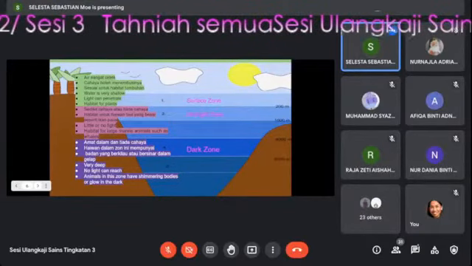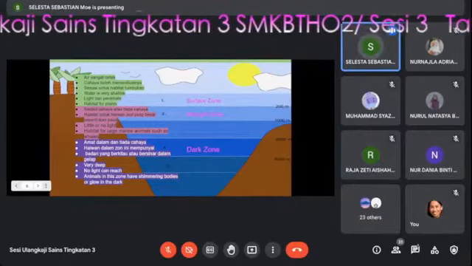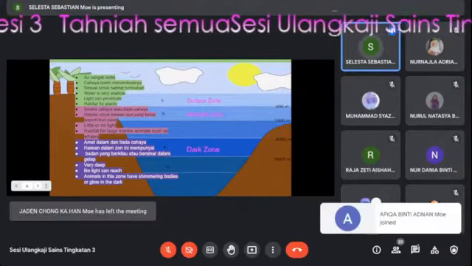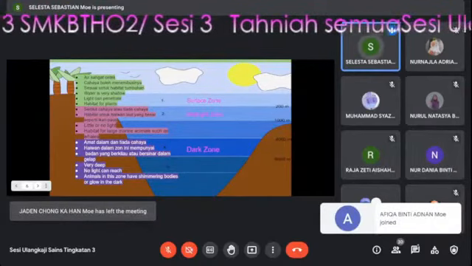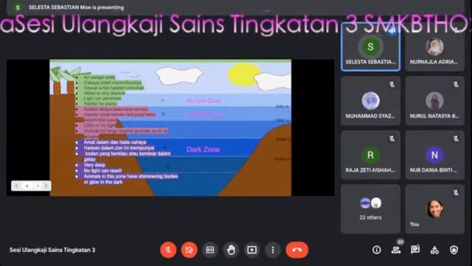And the deepest zone is known as the dark zone. It is very dark and no light can reach it. Animals that live in this zone have shimmering bodies or glow in the dark. The dark zone is 1,000 meters and below from sea level.